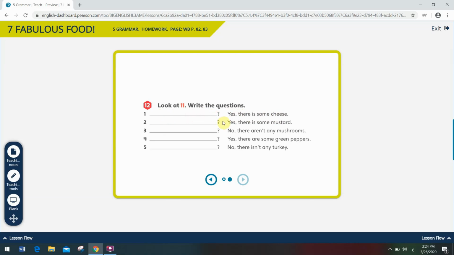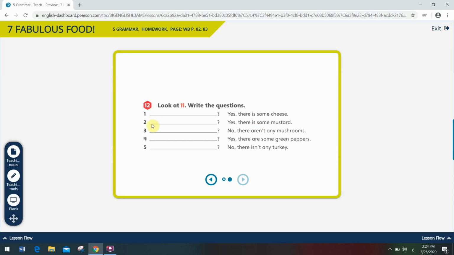Number 2. What's the question if the answer is yes, there is some mustard? Yes, there is some mustard. And what's the question? Again, first of all, you have to decide is or are. Here is. Excellent, because here we have is, and mustard takes is, not are.